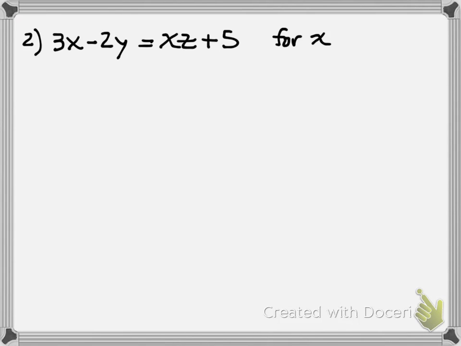Second one, we've got 3x minus 2y equals xz plus 5, and I want you to solve this for x. So here's the complication. X doesn't show up once. X shows up twice. Okay? So what do you think we can do to solve this one?